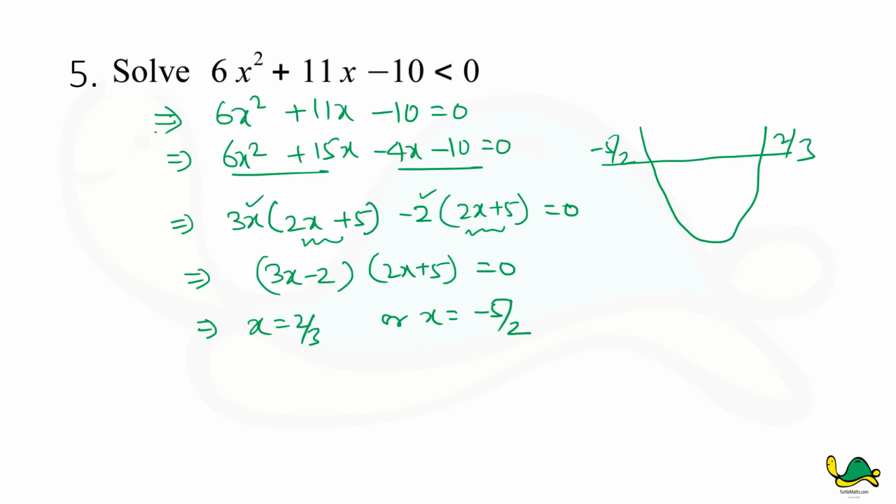What we want is x to be less than 0. Less than 0 means we want it to be below the x-axis. So below the x-axis is this region. So it means my x is greater than negative 5 by 2 but less than 2 over 3. And I can also write it as x is an element of negative 5 by 2 comma 2 over 3. I don't want to include the endpoints, so I will use the small bracket.